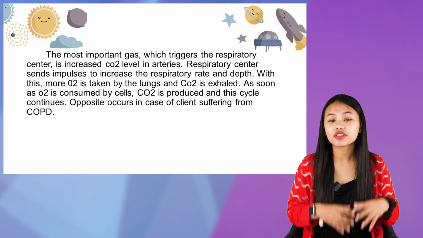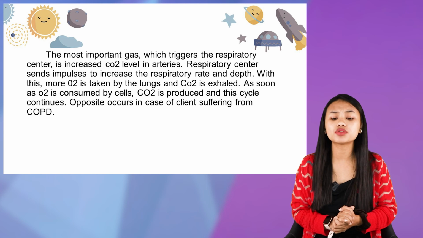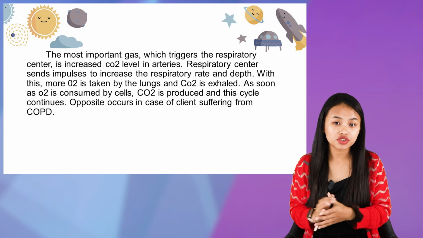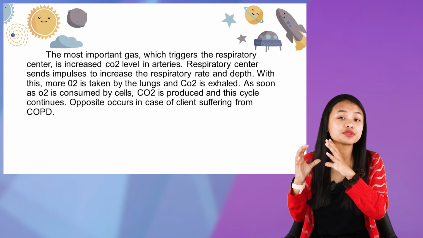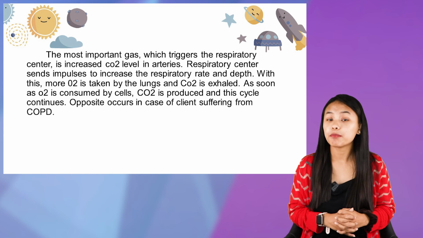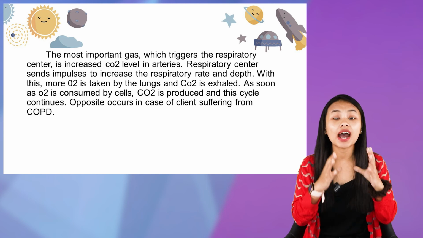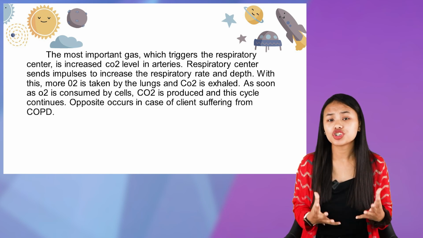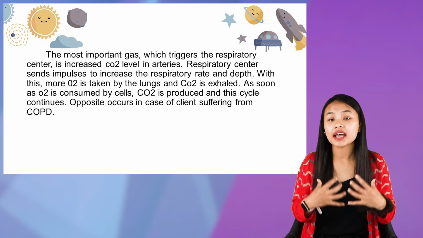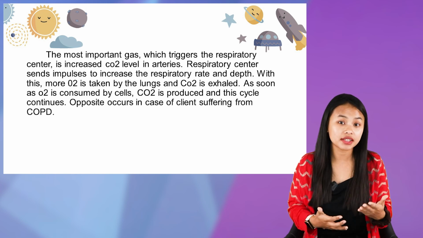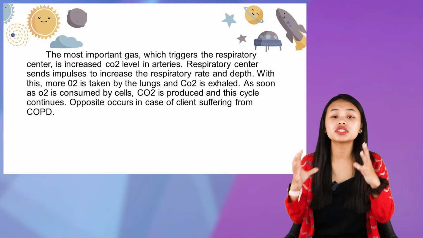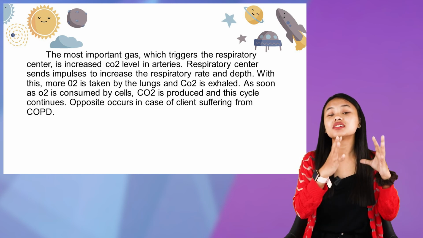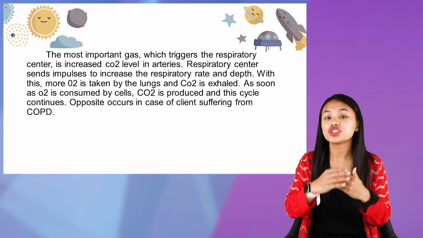Here what happens is that the most important gas that triggers the respiratory center is increased carbon dioxide level in the arteries, right? So the respiratory centers will send impulses in order to increase the rate as well as the depth of respiration, and due to this, more oxygen will be taken in by the lungs, and then the carbon dioxide will be exhaled. So as soon as the oxygen is consumed by the cells, the carbon dioxide will be produced, and this is how this cycle keeps continuing.